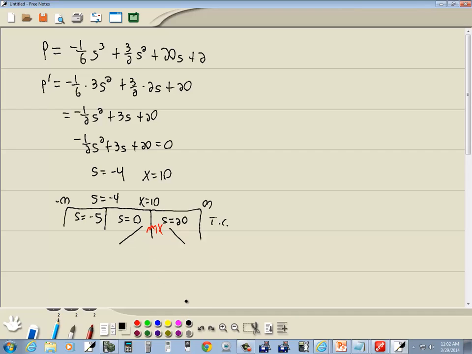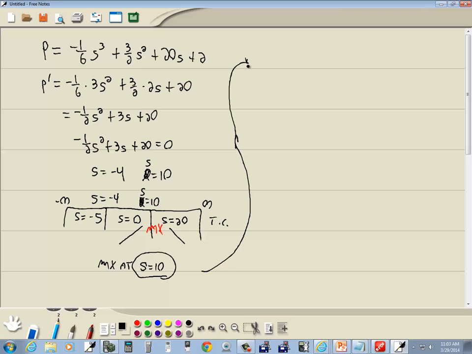Now all they're asking about is what, and I did x there, but that should have been s. I'm not sure why I changed variables. All they're asking about, though, is what value causes that. Well, we have a max at s is equal to 10. Now they're not asking us for the maximum profit. They're just asking what value of s gives it.